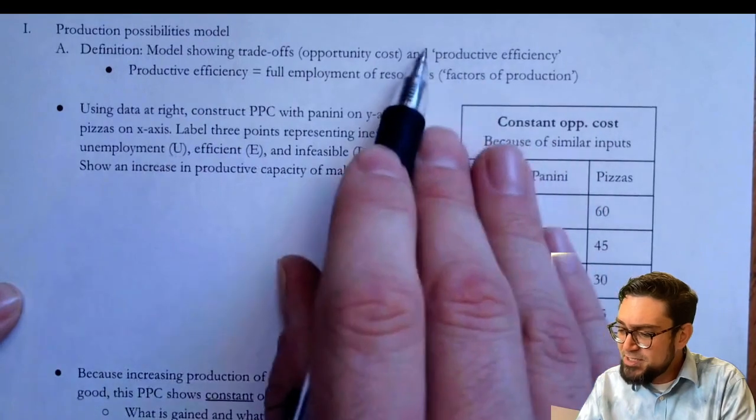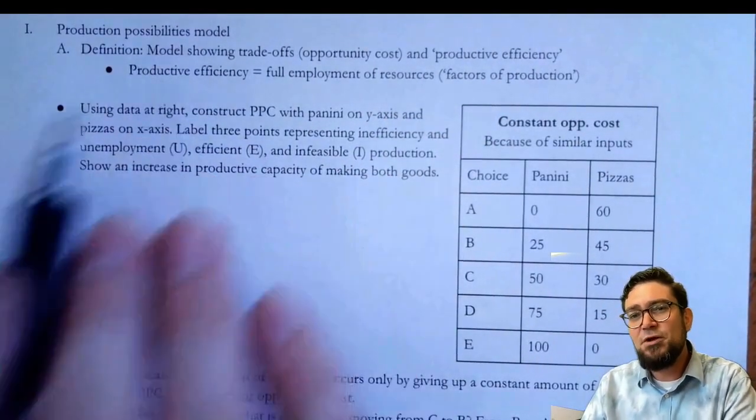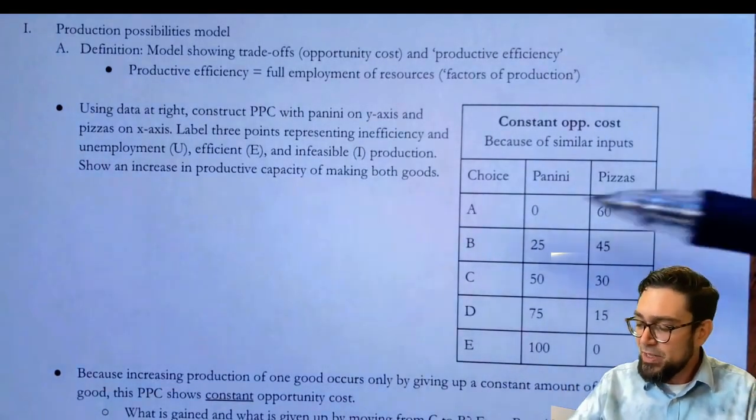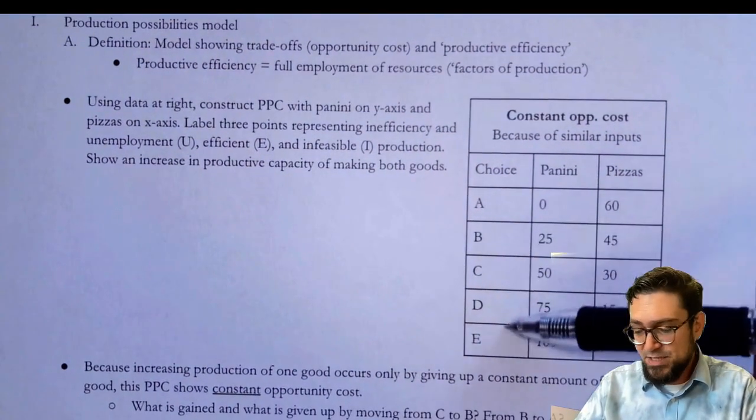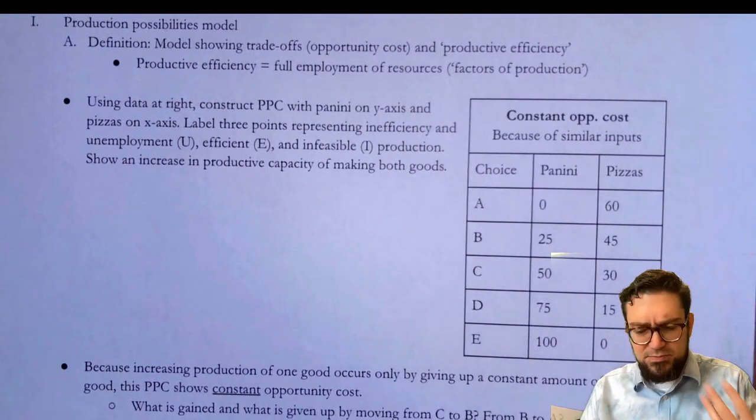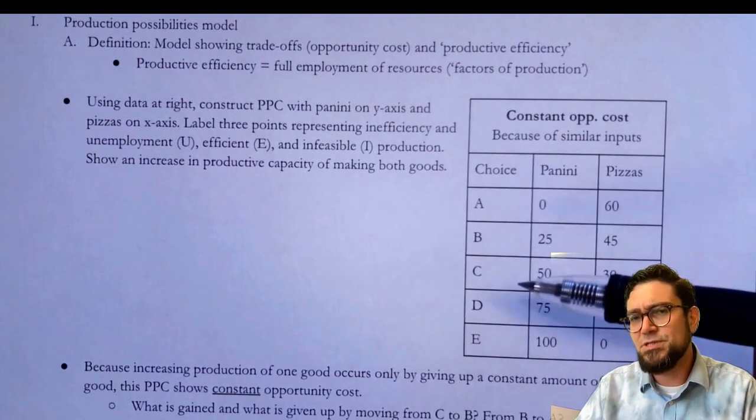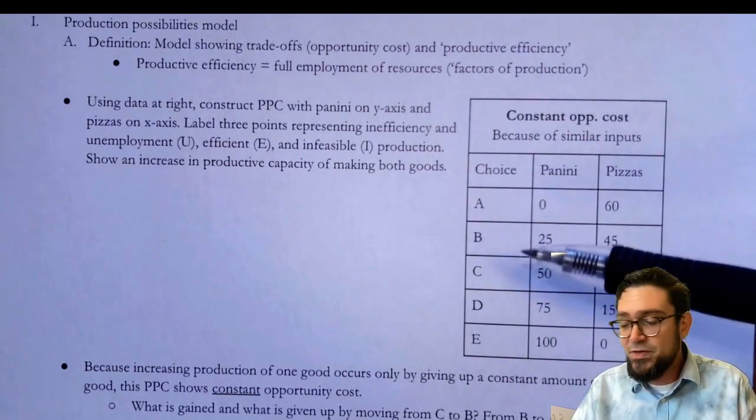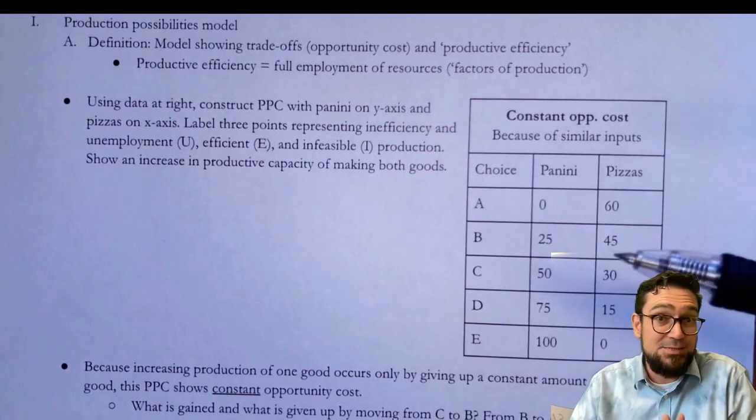And this productive efficiency idea is that we are fully using our resources. We're not overusing them or underusing them. So when we think about these A, B, C, D, E choices that are presented, we're saying these are choices where you're fully using your resources. You're not, for example, leaving workers not doing anything, or a panini press that's being unused.